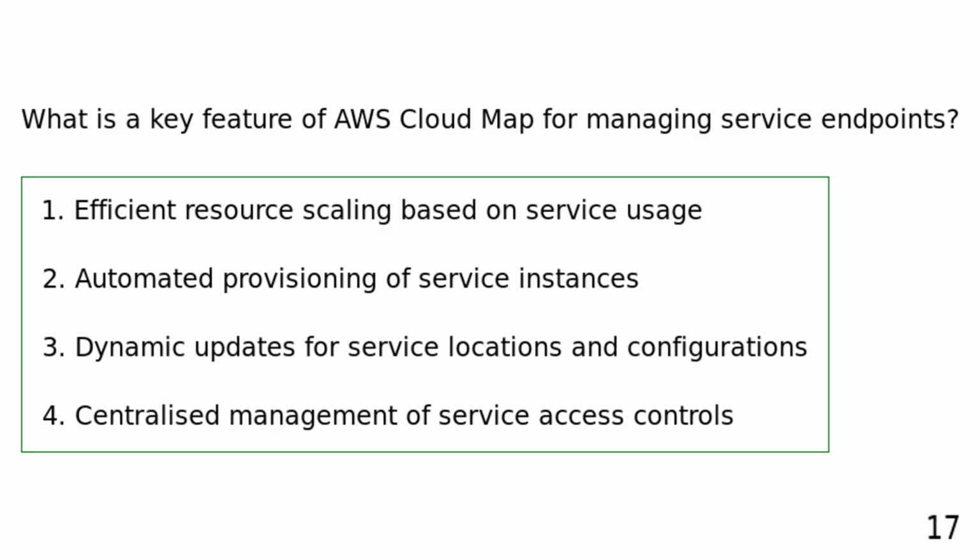What is a key feature of AWS Cloud Map for managing service endpoints? Efficient resource scaling based on service usage. Automated provisioning of service instances. Dynamic updates for service locations and configurations. Centralized management of service access controls.